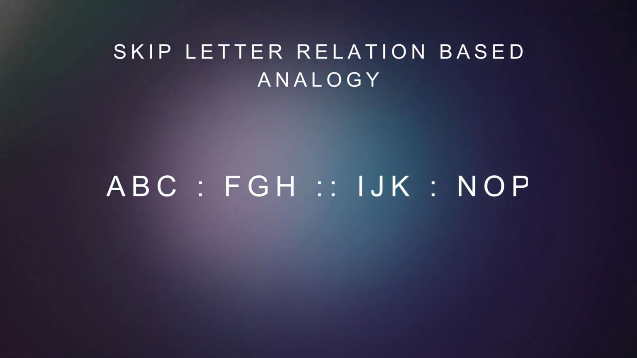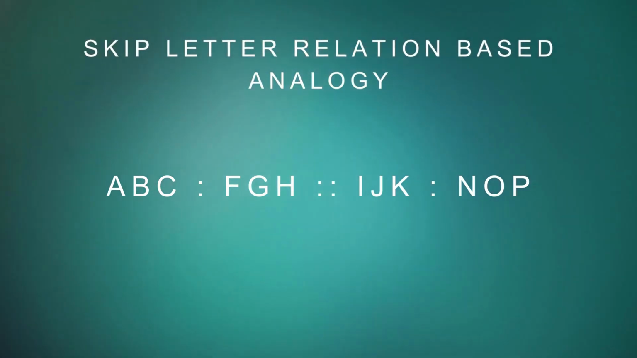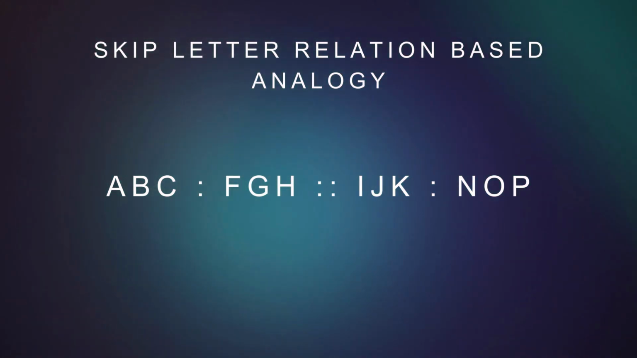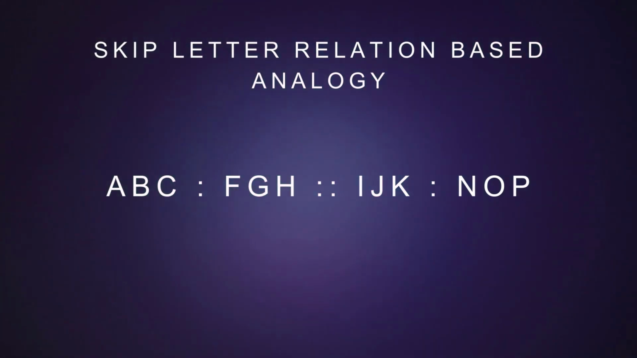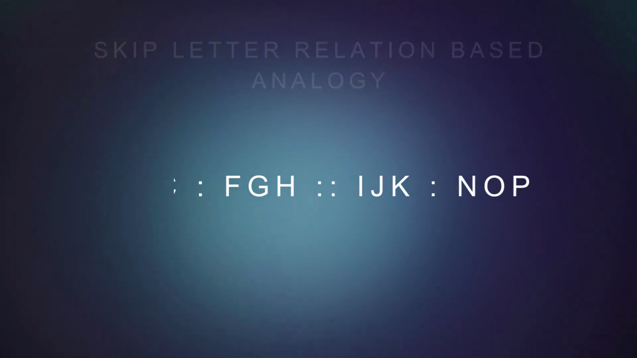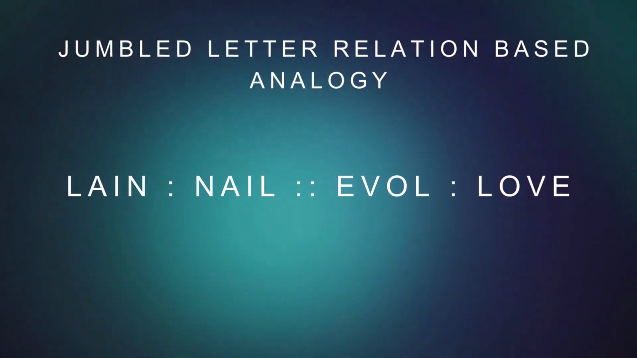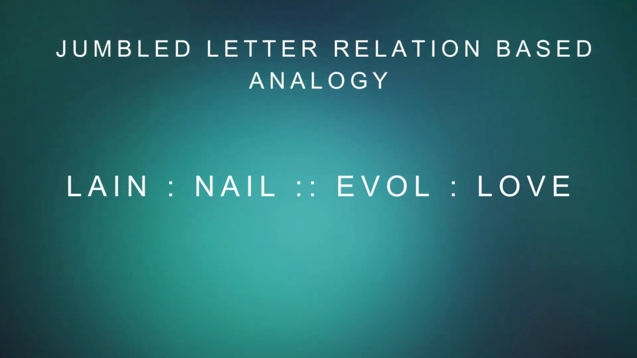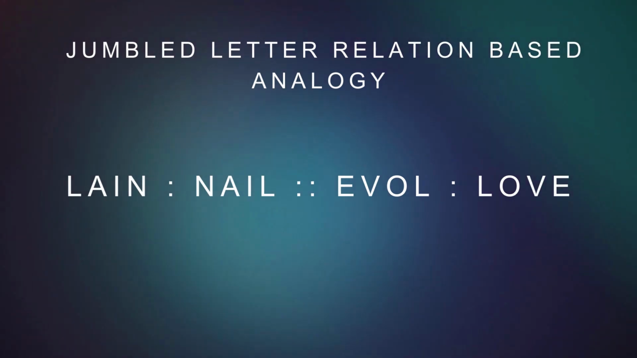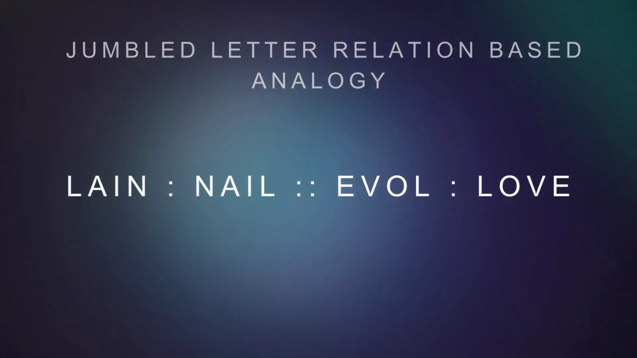Skip letter relation based analogy. ABC, FGH, IJK, NOP. Here between ABC and FGH two letters skip, and similarly between IJK and NOP two letters skip, and they are L and M. Jumbled letter relation based analogy. LAIN, NAIL, EBOL, LOBE. Here the first term gets reversed to produce the second term, and a similar relation is shown between the third and fourth term.